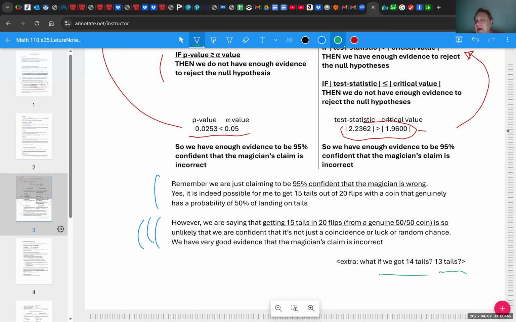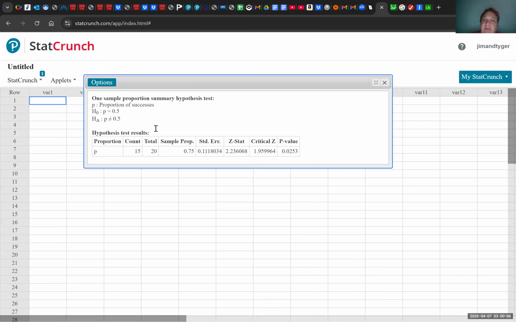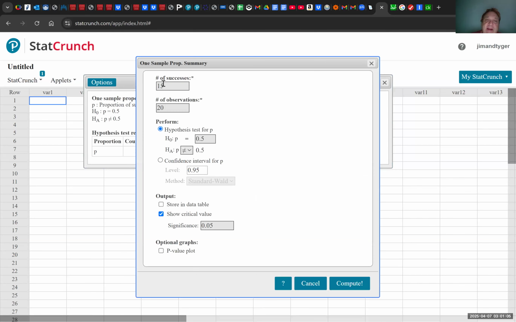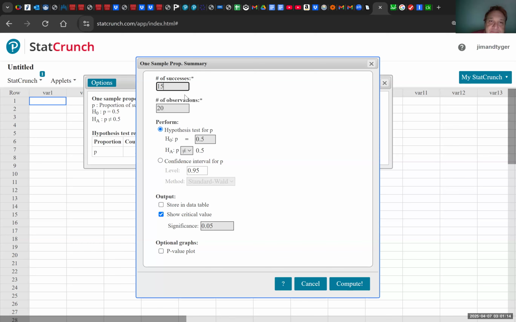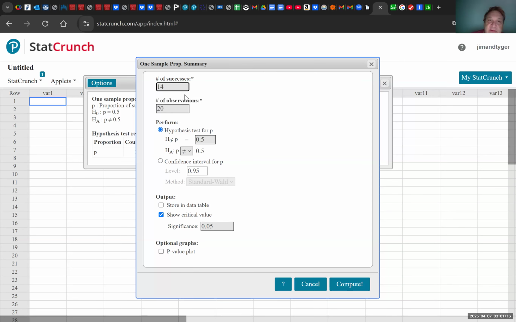Instead of just trying to guess it or intuit it, we actually have mathematical formulas that can answer these questions very simply. And we could just go over to our StatCrunch. Right now we said we got 15 out of 20. I could just go here and edit this. And I could say, well, what if I got only 14 out of 20? Okay, there it is, 14 out of 20.